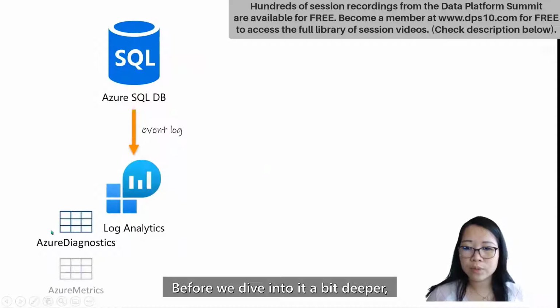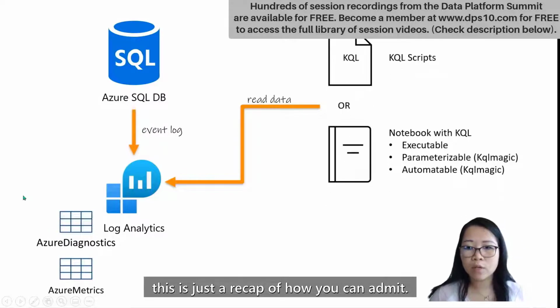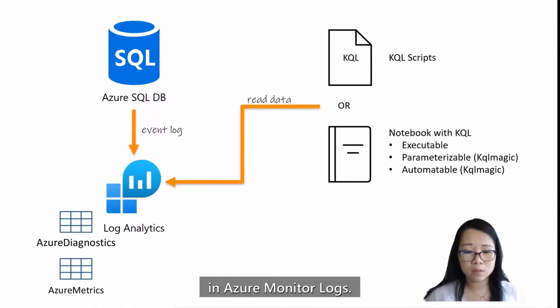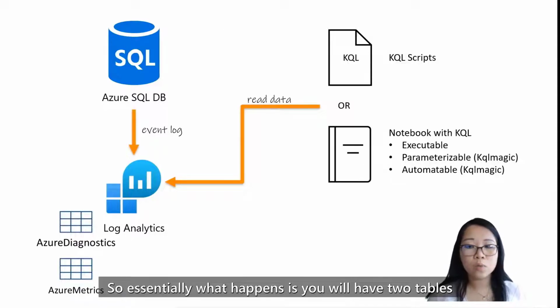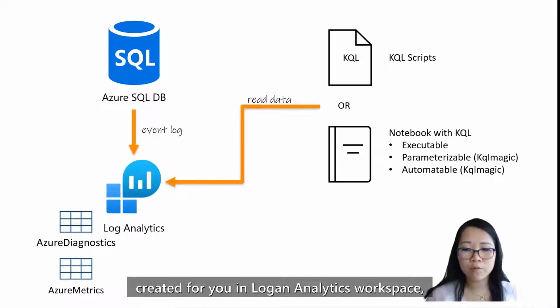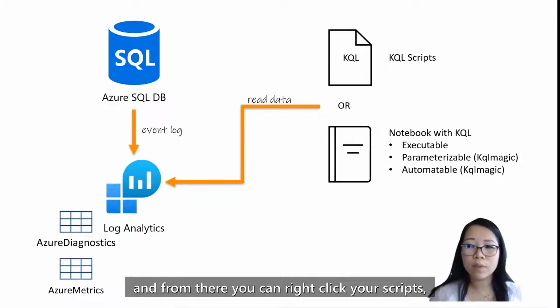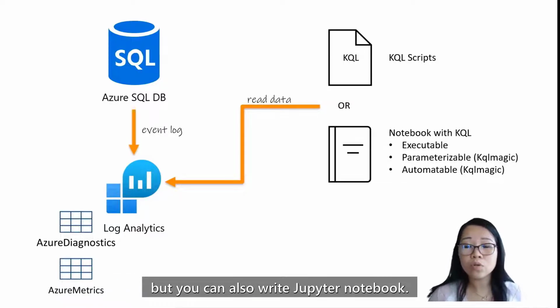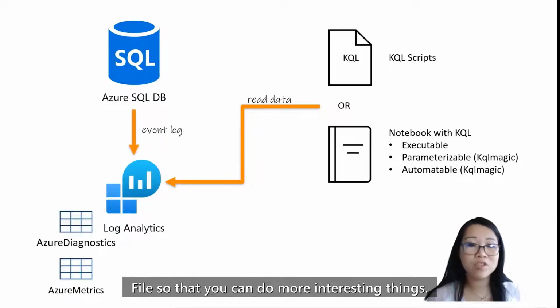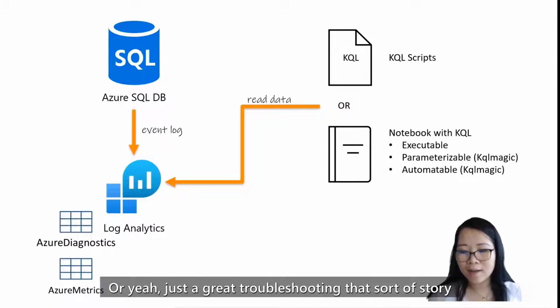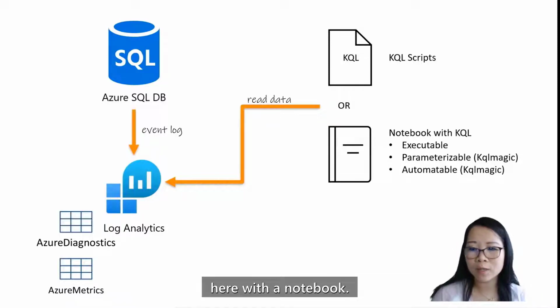Before we dive into it a bit deeper, this is just a recap of how you can emit log data or event log data into Log Analytics Workspace in Azure Monitor Logs. So essentially what happens is you will have two tables created for you in Log Analytics Workspace, and they're called Azure Diagnostics and Azure Metrics. And from there you can write KQL scripts, but you can also write Jupyter Notebook files so that you can do more interesting things. So for example, for onboarding or automation, or just a great troubleshooting guide story here with the notebook.